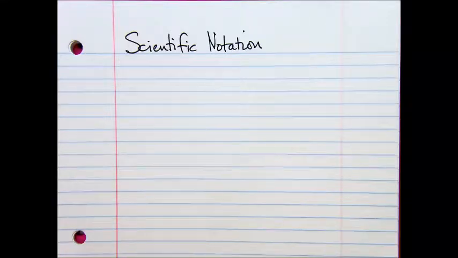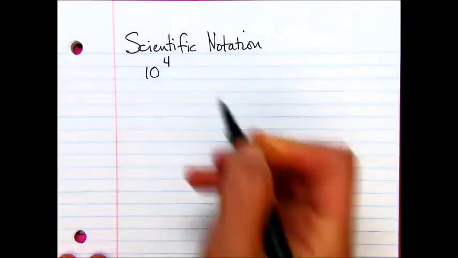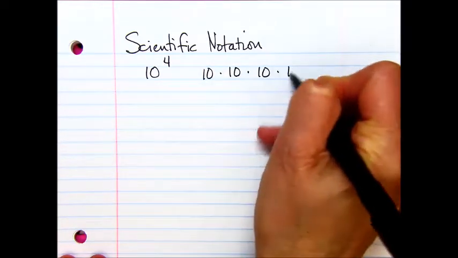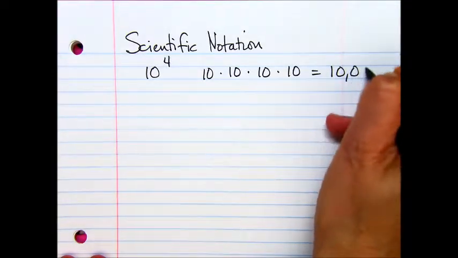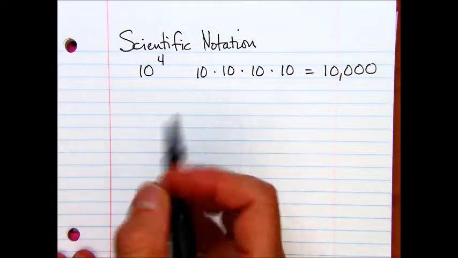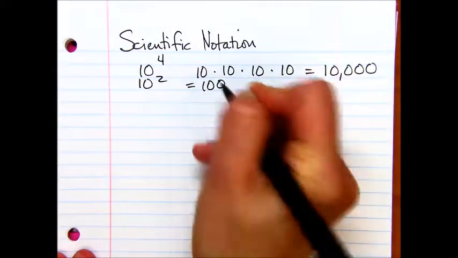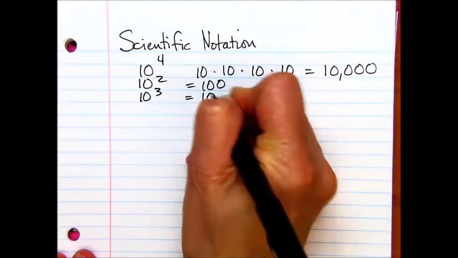Before we talk about scientific notation, I want to do a little review on evaluating exponents. So for instance, if I have 10 to the fourth power, that is basically 10 times 10 times 10 times 10, or 10,000, okay? And if you were to do a few of these, like say 10 to the second power, that's 10 times 10, or 100, or let's say 10 to the third power, that would be 1,000.